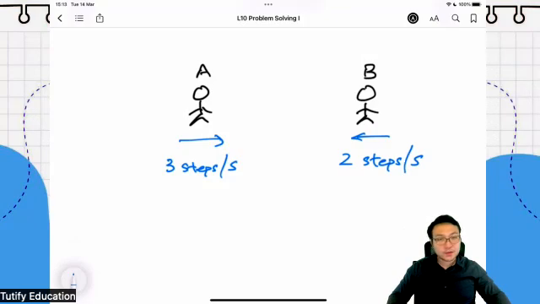How many steps are they going to walk all together? 5. Yes. So will they get closer together? Yes, they get closer together by 5 steps. The answer is not 200. Okay, so they will get 5 steps closer together every second. Yes or no? Yes. Very good.